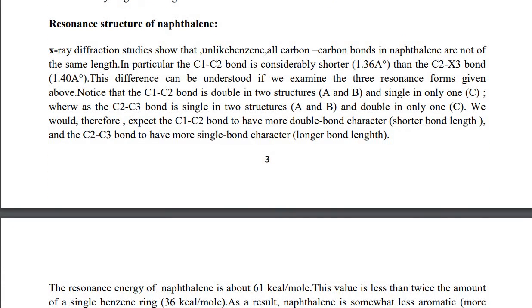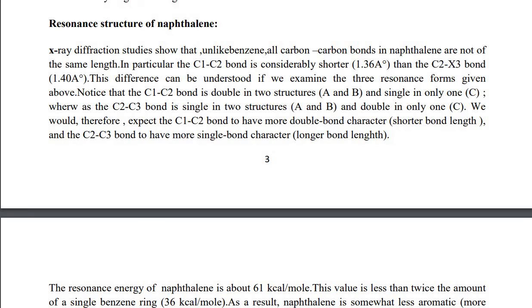X-ray diffraction study shows that unlike benzene, all carbon-carbon bonds in naphthalene are not of the same length. In particular, the carbon 1 and carbon 2 bond is considerably shorter, 1.36 angstrom, than the carbon 2 and carbon 3 bond, 1.40. This difference can be understood if we examine the resonance forms given below.